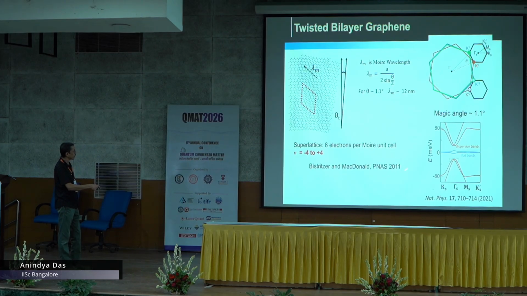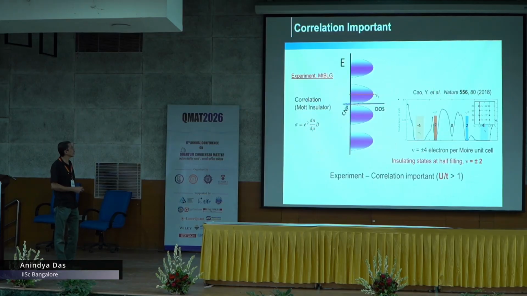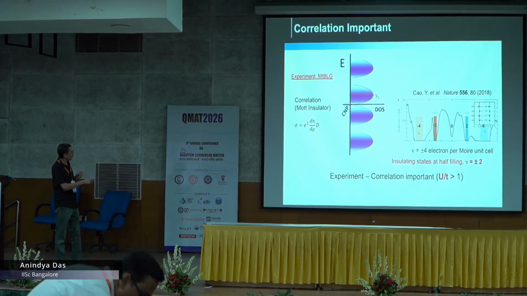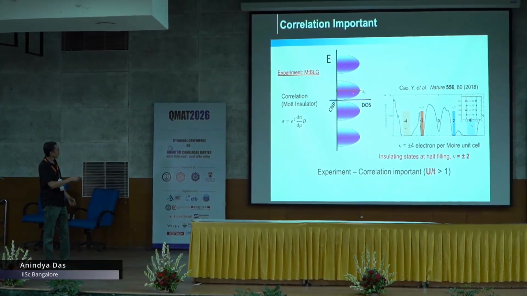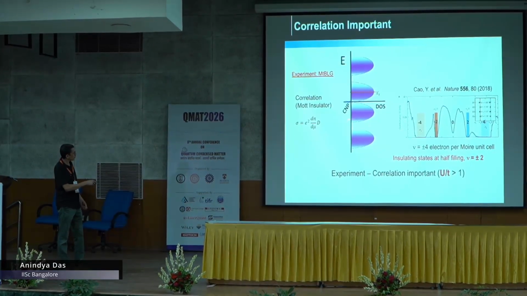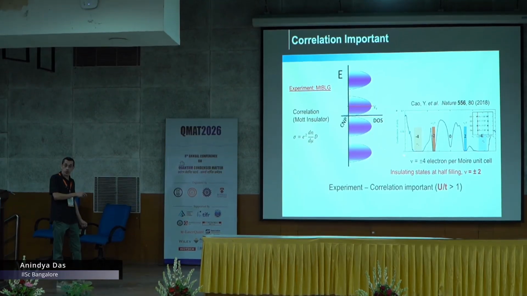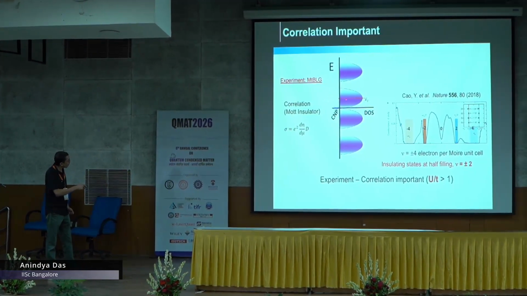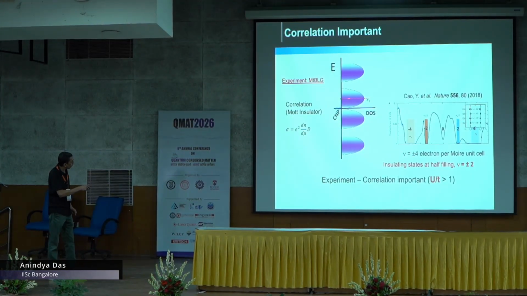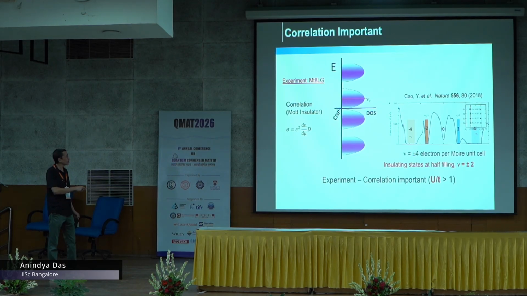Although this theory was proposed long ago, in 2011, the magic happened only in 2018, by Pablo's group. This is the exaggerated, schematic version of the flat band. You can see the conduction band has a large density of state, the valence band has a large density of state, and you have a charge neutrality point. They showed that even if the Fermi energy is at the middle, where you have the largest density of state, when they did the experiment they saw that the conductance goes to 0.